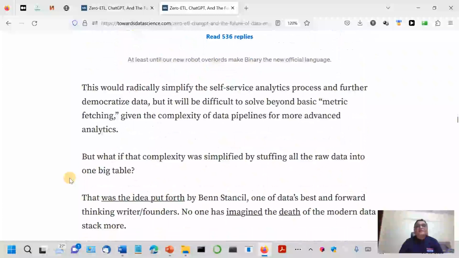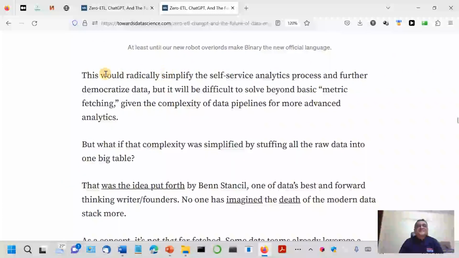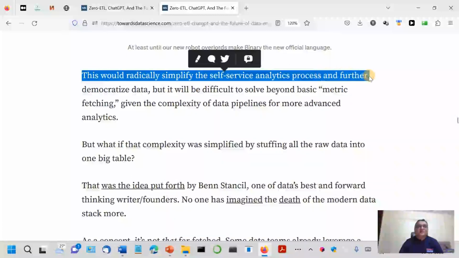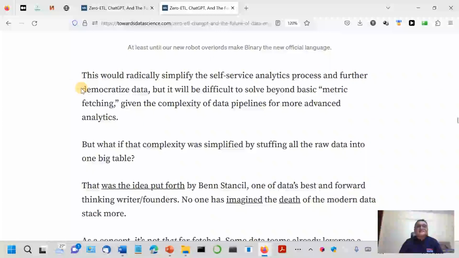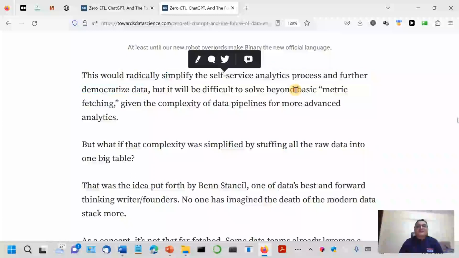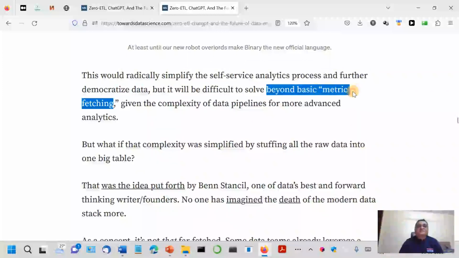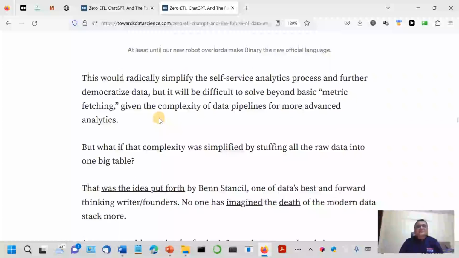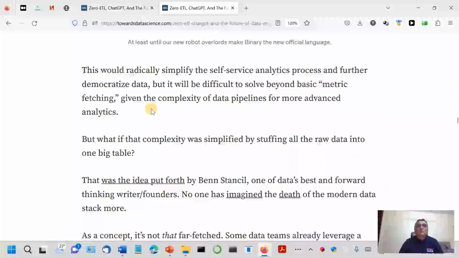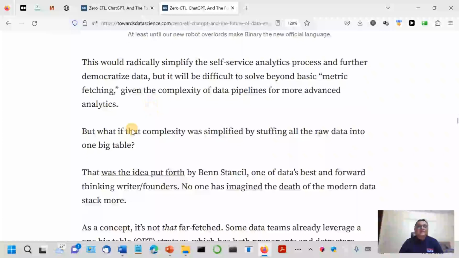The important thing is that this can simplify self-service analytics and democratize data. Currently, there are also other mechanisms by which these goals can be achieved, but currently, beyond basic metric fetching, that is basic queries, the end user cannot himself do all the things, and I will tell you why this is important.